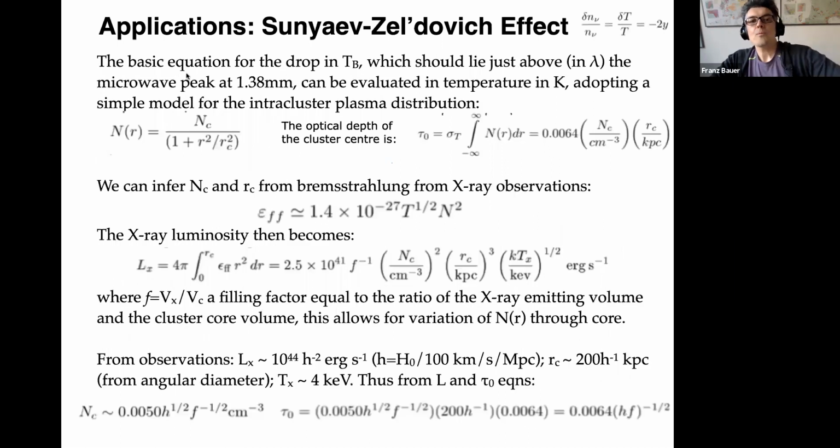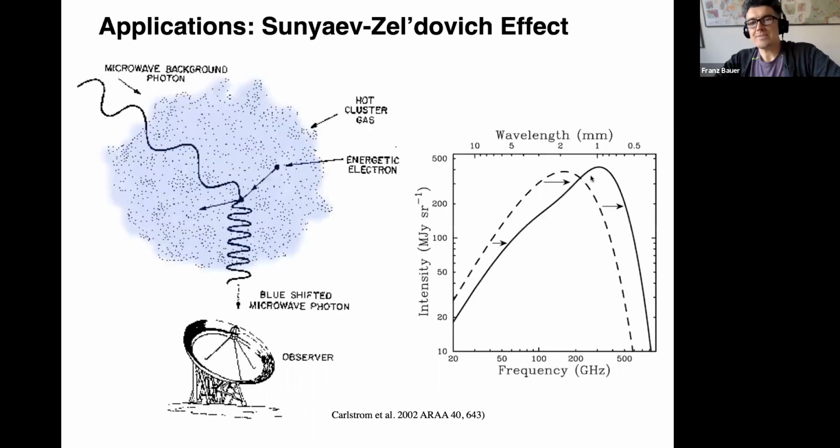So we now have an equation where, if we see a drop in this temperature, this should lie just above in terms of wavelength the microwave peak, or below in terms of frequency. If we see an increase in TB, it's lying just above the frequency or just below in wavelength. Right, so just coming back to this: in wavelength, above the peak we see a drop, and below in wavelength, or above in frequency, we see a peak, a bump up.